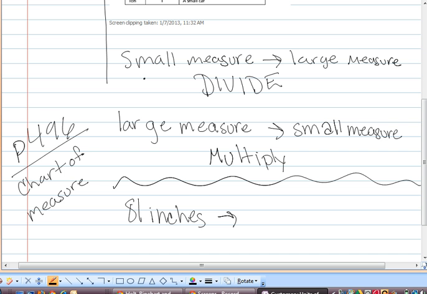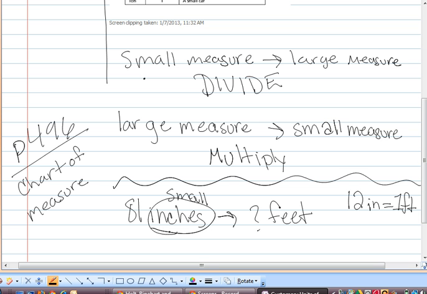So for example, if I had 81 inches and I wanted to change that into feet, I know that there is 12 inches in 1 foot. So that means I'm going to go from a small measurement to a bigger measurement. Then that means I'm going to divide. So I'm going to take 81 divided by 12, and that equals 6.75 when you punch it in your calculator.